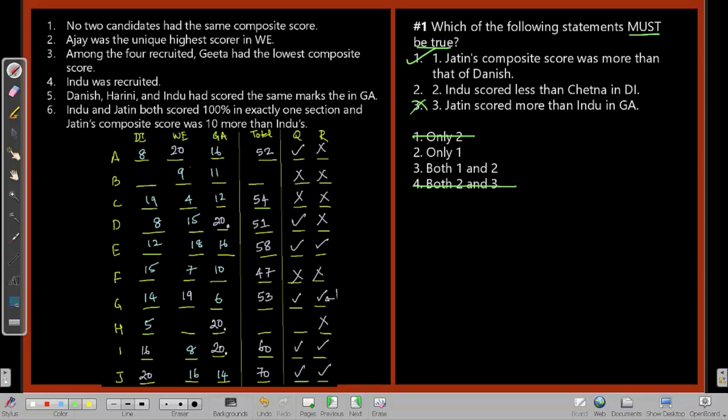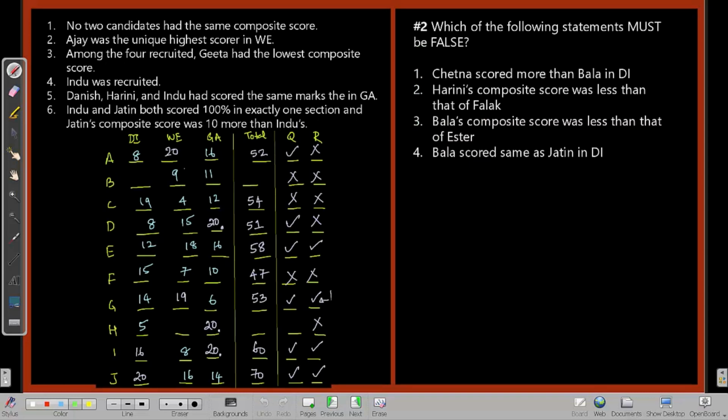From the answer choices, we can anyway check. Jatin scored more than Indu in GA, which is not the case anyway. That is a false statement. And the second statement is Indu scored less than Chetana in DI, which is true. Chetana scored 19, Indu scored 16, and this is information that we can solve without doing any further inferences, and therefore this question is fine.